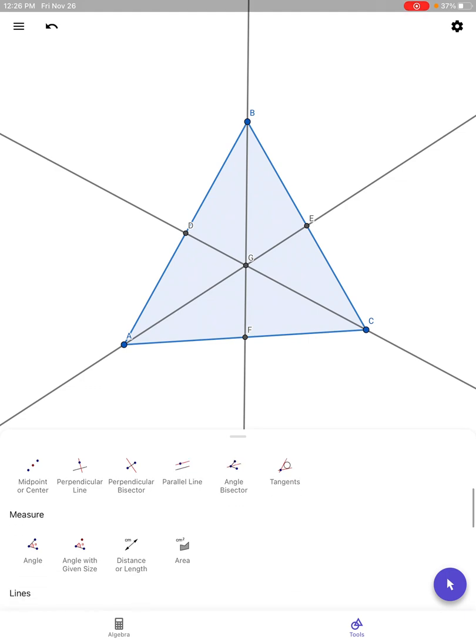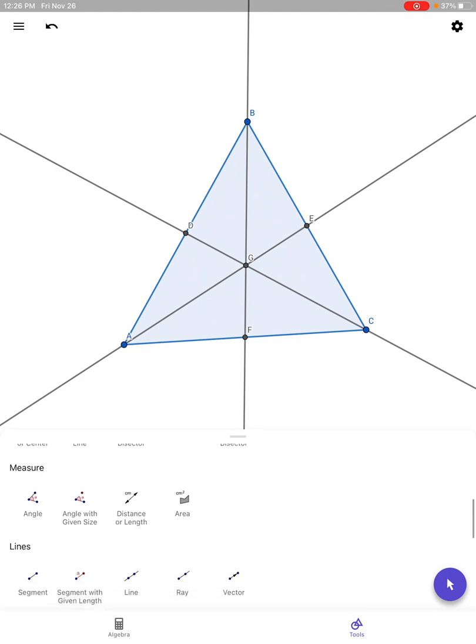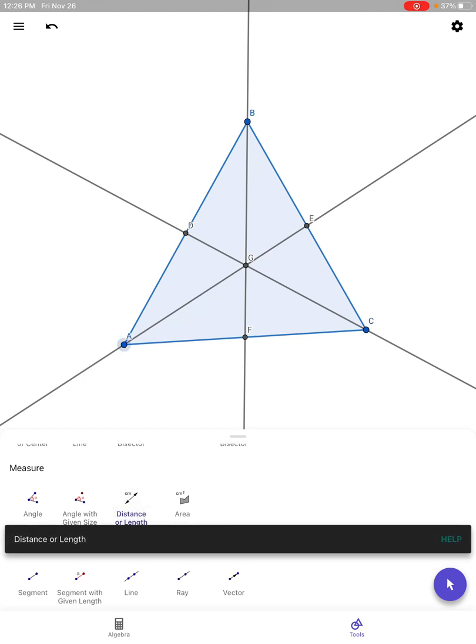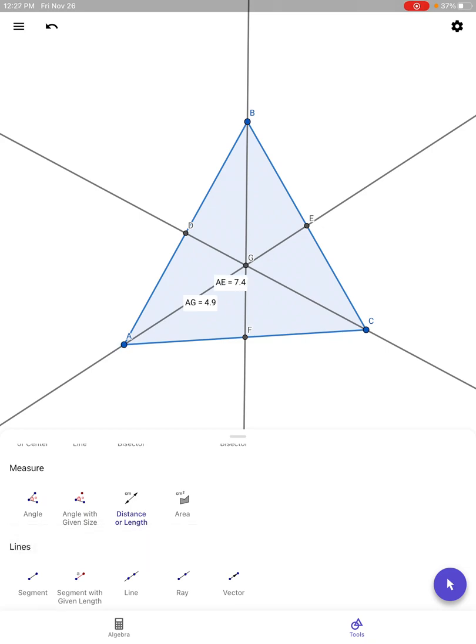There's a special relationship with the centroid: it splits the medians into distances that are 2/3 and 1/3 of the whole line. If I look at A to G, the distance is 4.9, but A to E is 7.4. It's rounded a little bit, but 4.9 is 2/3 of 7.4, which means GE is only 1/3, which is 2.5.